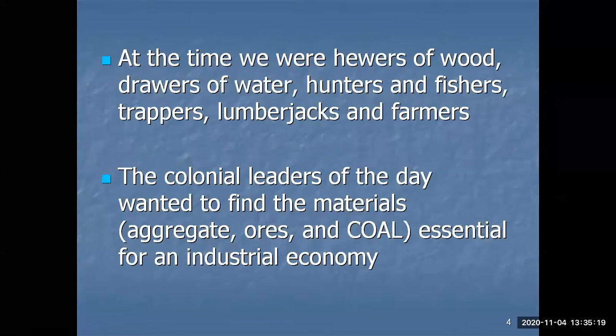At that time, the province of Canada was in fact the hewers of wood, drawers of water, hunters, fishers, trappers, lumberjacks, and farmers. We were not a particularly industrialized economy. The people of the day wanted an industrial economy. They wanted to know where things, and in particular coal resources, were located, so that they could have an industrial economy similar to what was happening in Britain at the time. It was the dawn of the industrial age. It was the beginning of the reign of Queen Victoria. So all of this was very, very important to the people of the day.